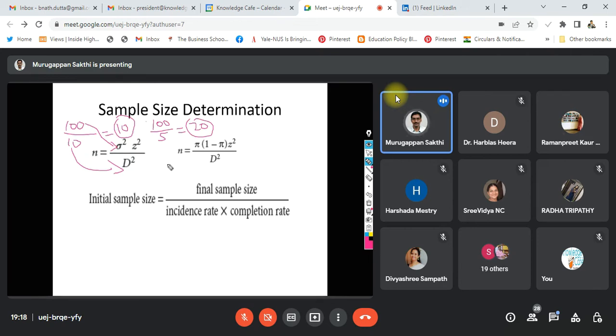Variance means, the higher the variance, if the variance is very high, more number of samples. If the variance is low, less number of samples. Yes sir, got it now? Yeah, that's all. Please make a note of it.